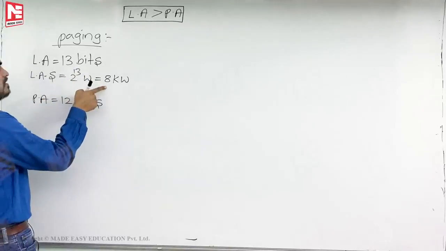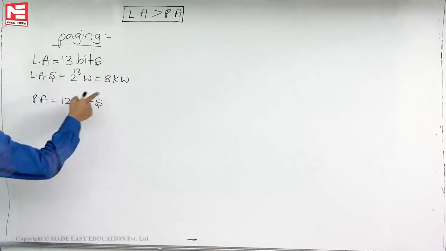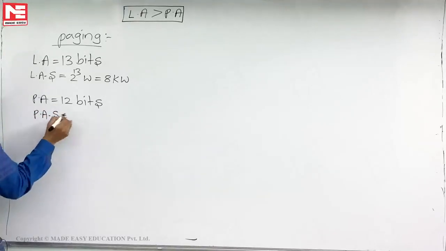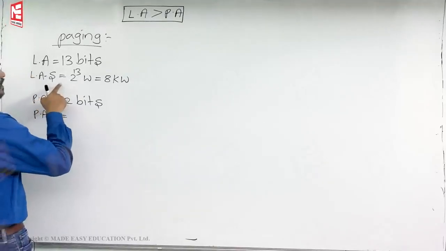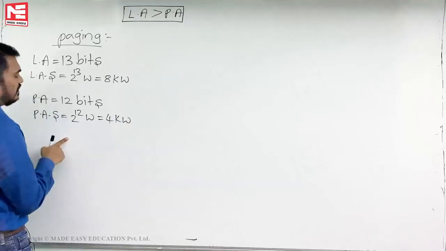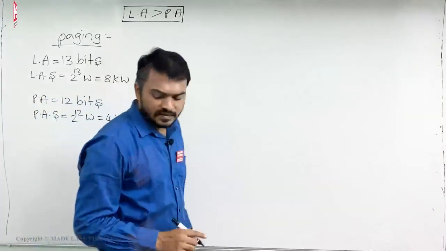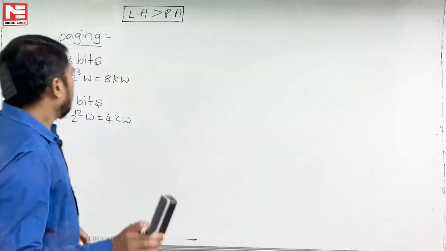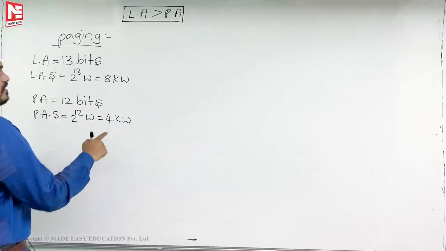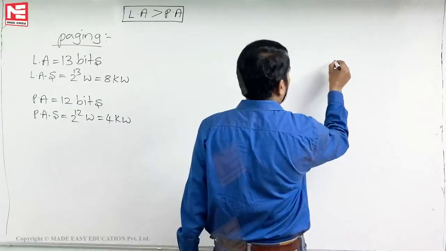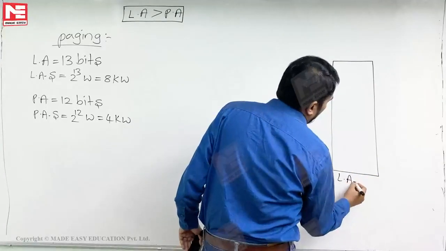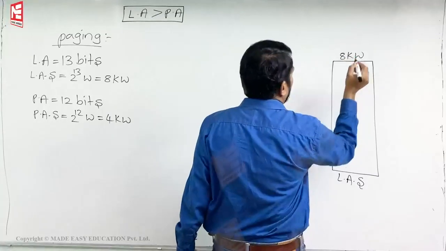So 2 power 3 means 8, 2 power 10 means kilo. So 8 kilo words. I am assuming word addressable memory. So PA is 12 bits. Now tell me, what will the PAS be? LAS is 8 kilo words. PA is 12 bits, so PAS will be 2 power 12 words, that is 4 kilo words. Is that clear for everyone? So LAS is 8 kilo words and PAS is 4 kilo words. Please copy this: logical address space, LAS is 8 kilo words.